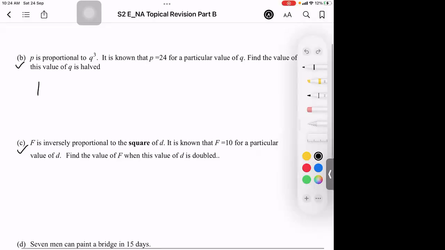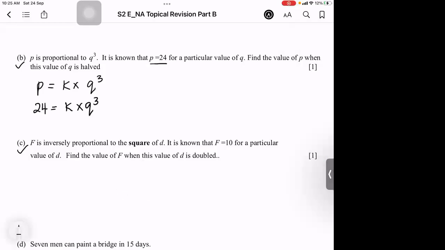So P equals k times Q cubed. The whole thing, Q cubed. So this whole thing is cubed. Right? The Q needs to be cubed. Next, it is known that P equals 24 for a particular value of Q. I don't know what the value of Q is, so I leave it like that. Okay, find the value of P.